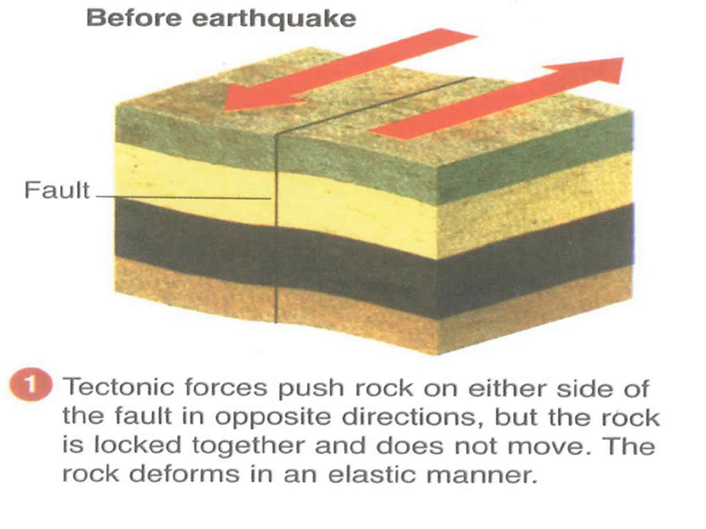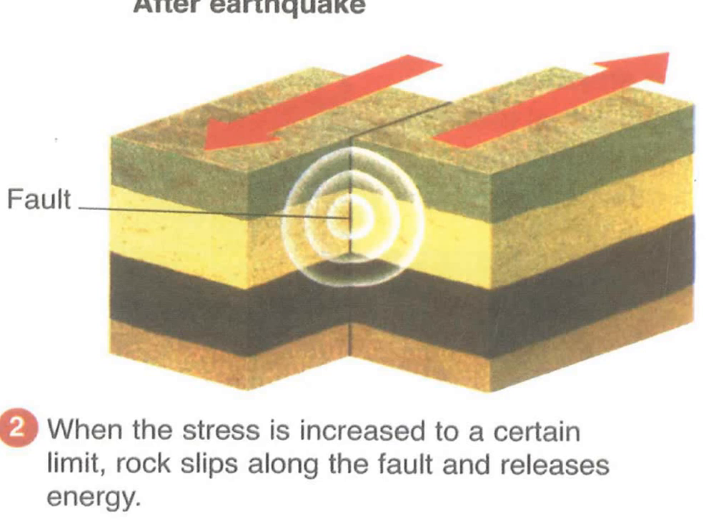So the first point says tectonic forces push rock on either side of the fault in opposite direction, but the rock is locked together and doesn't move. The rock deforms in an elastic manner. This is the original situation. Let's see after earthquake. When the stress is increased to a certain limit, rock slips along the fault and releases energy. So in that case, earthquake will happen.